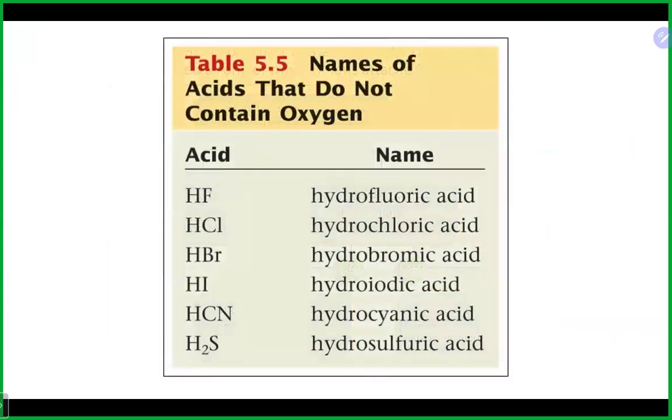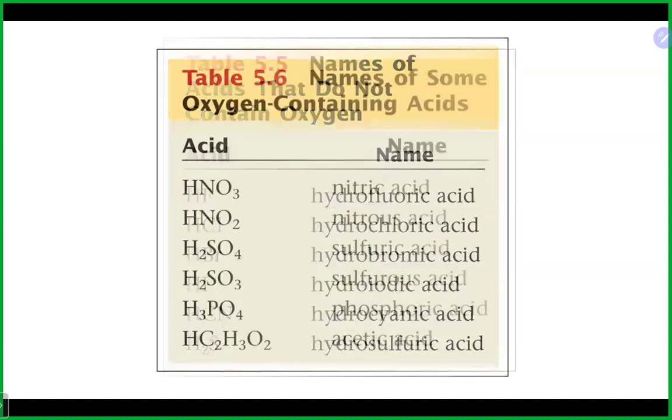So as you can see here, this table from your book, again, all these are acids. All these do not have oxygen. And once again, you can see they all start with hydro and end with ic. So HF would be hydrofluoric acid, HCl hydrochloric, hydrobromic, hydroiodic acid, HCN hydrocyanic acid, H2S hydrosulfuric acid. So no oxygen, hydro to begin with, ic to end with, and the middle part.